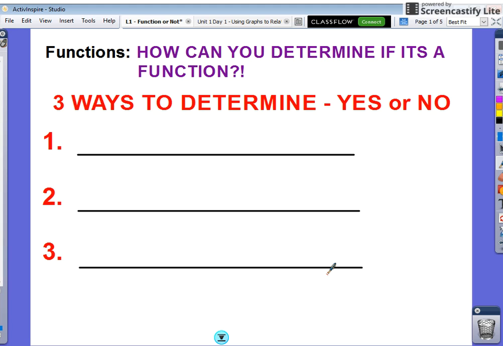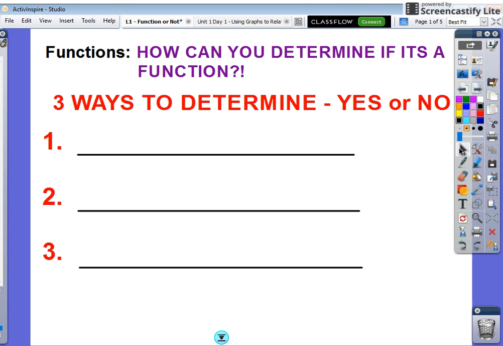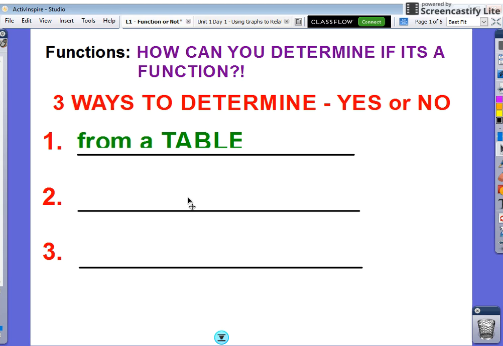All right, to get us started here, what we're going to look at today is how we determine if something is a function or not. We have three methods that we use for determining whether something is a function or not. The first method that we're going to talk about today, and you can write this in your notes as you're watching, is we're going to determine it from a table.